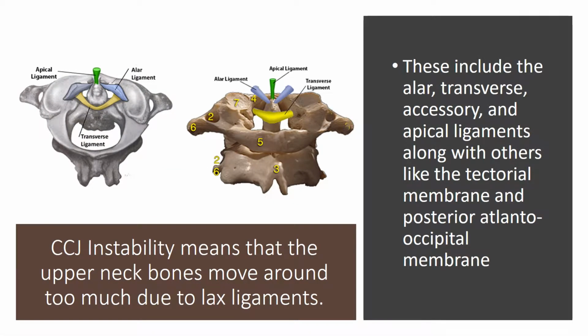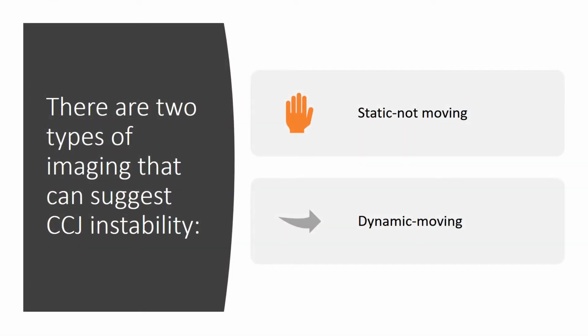I'd like to discuss whether a special MRI can diagnose CCJ instability. CCJ instability is upper neck instability, and it means that the ligaments that hold the head on, and there are many of them described here, are either damaged or loose. There are two types of imaging that can suggest CCJ instability. One is static, non-moving imaging, and the other is dynamic.